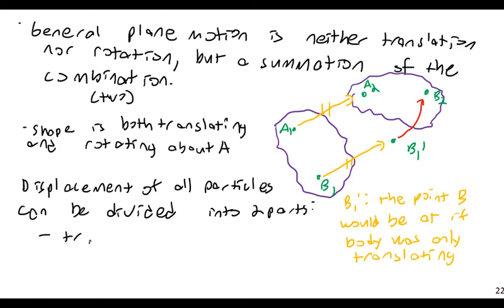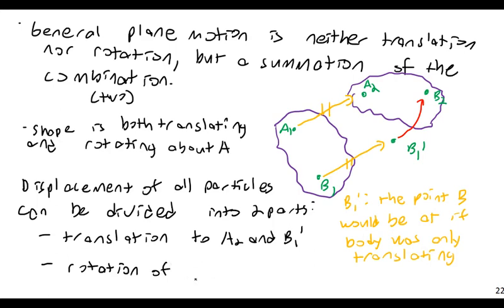The translation of A2 and B1 prime, sorry, not of, to A2 and B1 prime, and the rotation of B1 prime about A2 to B2. About A2 to B2, but not R2D2.